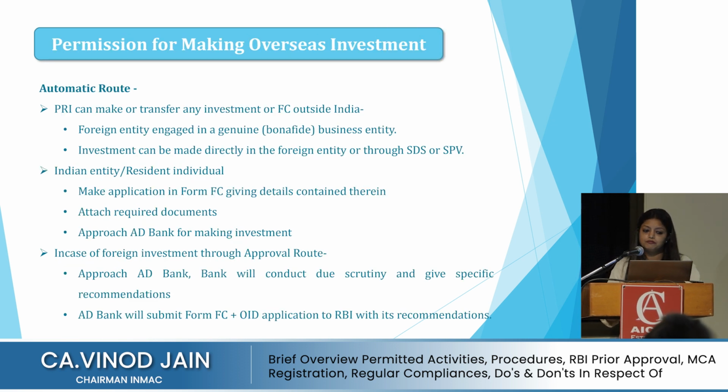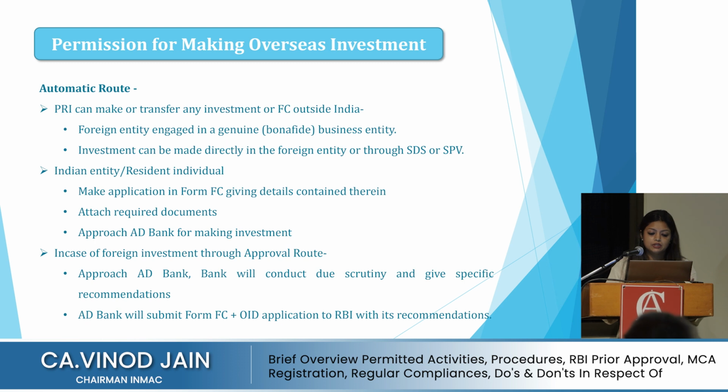So a little recap of the permission for making overseas investment. There is the automatic route, and then there is the approval route. Under the automatic route, permission is given to a person resident in India to make or transfer any investment or financial commitment outside India. The foreign entity just needs to be engaged in a bona fide business activity. An investment can be made directly in the foreign entity or through an SDS or SPV, as we just saw. Quite great examples were shared right now. So the Indian entity or resident individual just needs to make an application in Form FC, giving the details therein. They need to attach the required documents and approach the AD bank for making investments.